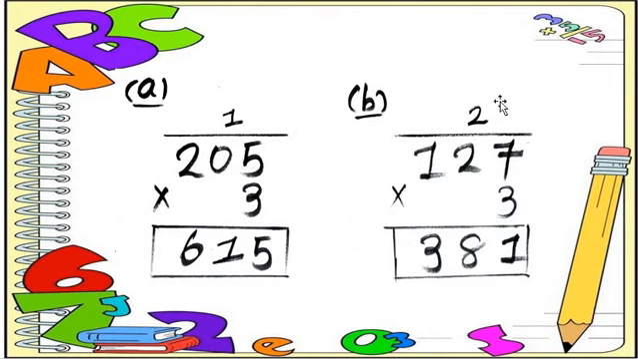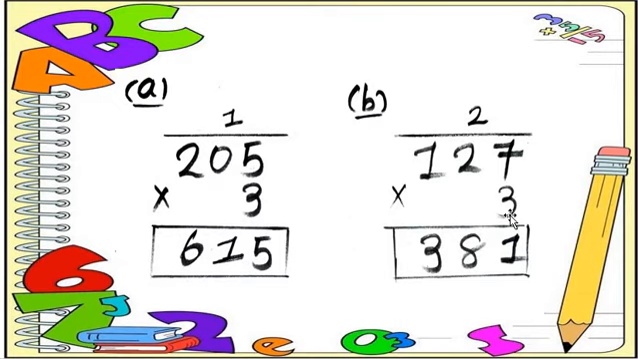1 here and 2 as a form of carry. Then 3 2s are 6. 6 plus how many, all students? 6 plus 2 carry is 8. So we put 8 here. Then 3 1s are 3 as it is. Understood? So the answer we got here is 381. Got my point all students? I hope you all understood.